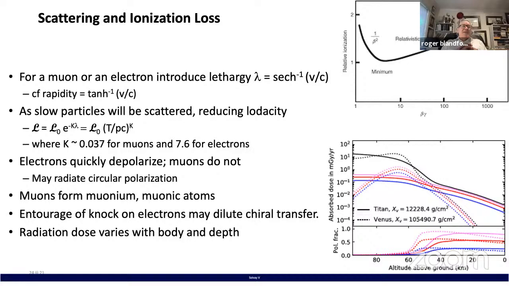So an electron will scatter and depolarize, retain less of a memory of its initial chirality, whereas the muon will retain it as it loses energy, and it will keep almost all of it as it slows down. Now, this features in many historical attempts to understand how particles might influence the chirality of living substances. And one way that they may do this is they may radiate circular polarization. This is a very inefficient way of doing things, but it might be important.